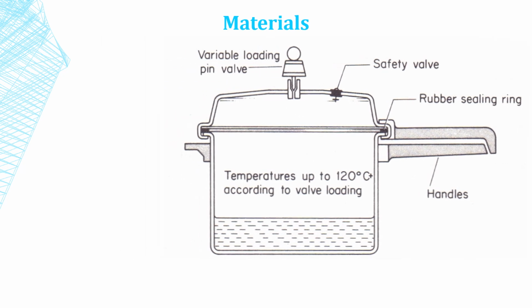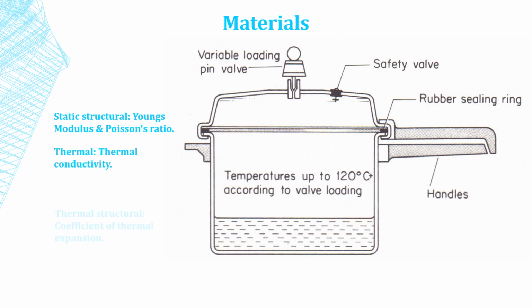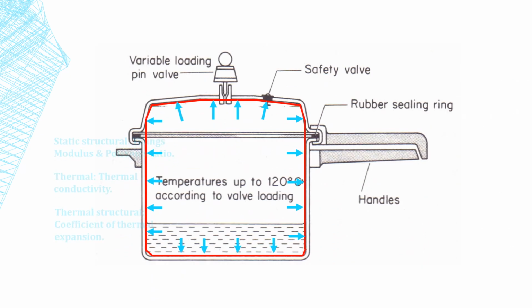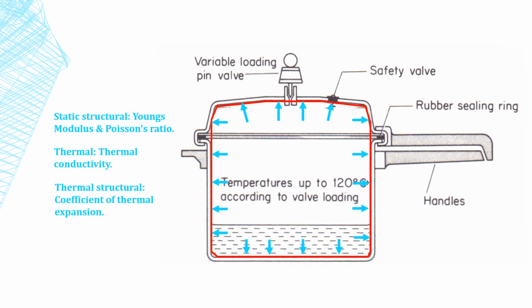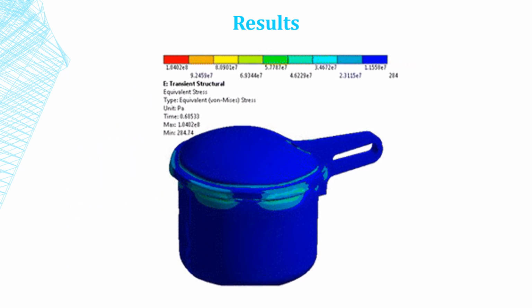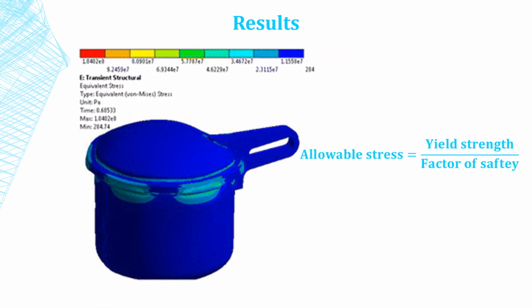For analyzing the linear static structural analysis and thermal structural analysis, we will need properties of all materials like Young's modulus, Poisson's ratio for static structural analysis, thermal conductivity for thermal analysis, and coefficient of thermal expansion for thermal structural analysis. After completing CAD modeling, meshing, boundary conditions and material steps, we can solve the analysis to get the results. From analysis we will have results like deformation and stress results of the pressure cooker. Stress values of the pressure cooker are compared with the allowable limit to decide the failure.